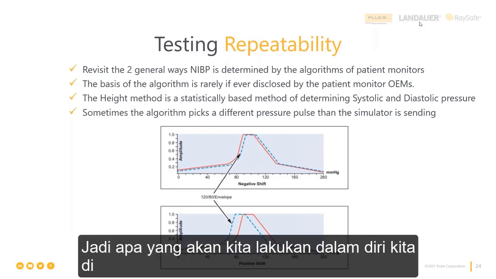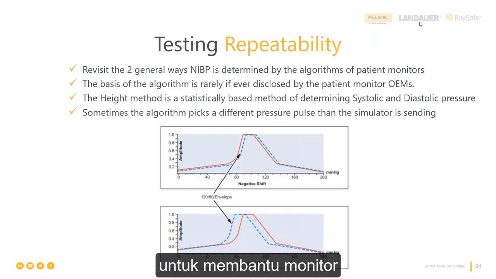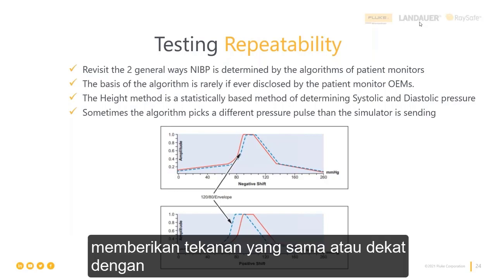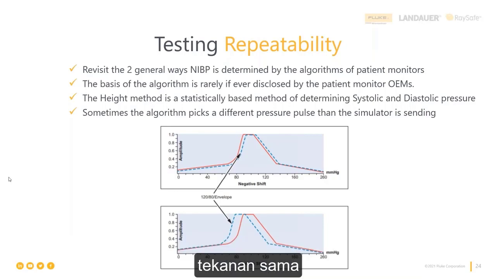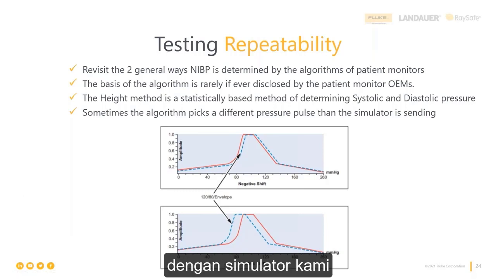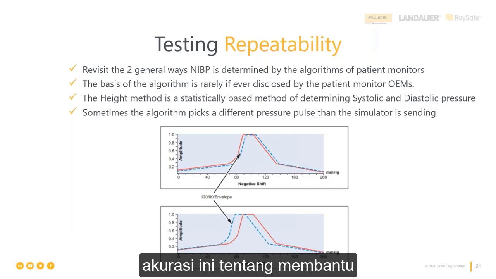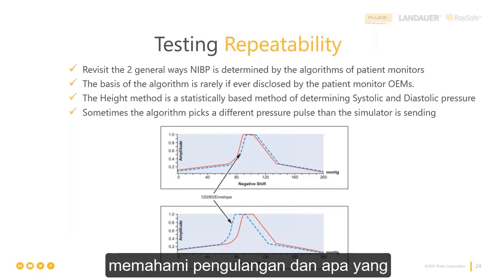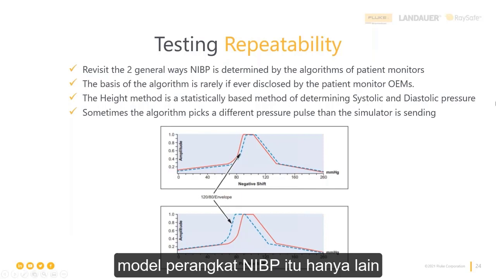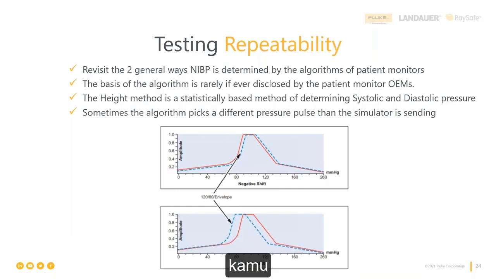So what we're going to do in the signal that we send is we're going to shift it left or shift it right a little bit to help the monitor come up with the same or close to the same pressurizations that we're sending with our simulator. Okay, and that's what envelope shift is about. It's not a cheat. It's not about accuracy. It's about helping understand the repeatability and what's going on in this particular brand and model of NIBP device. It's just another little functionality that helps you get measurements that seem better for you.